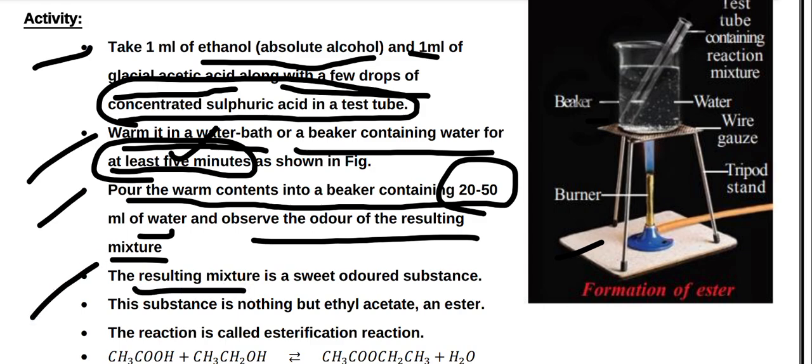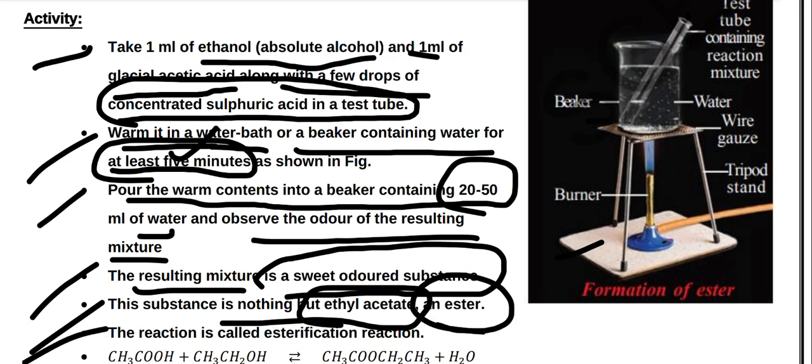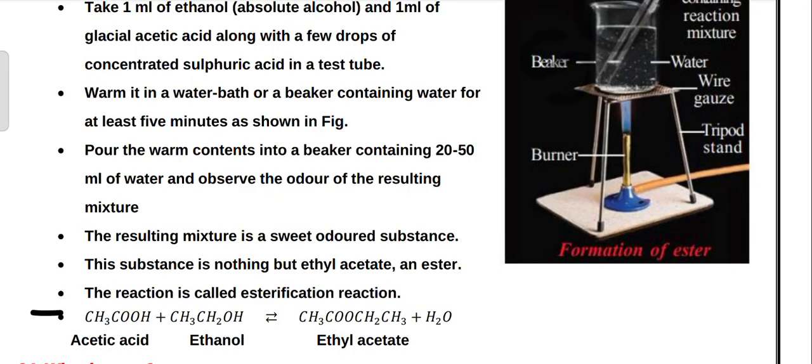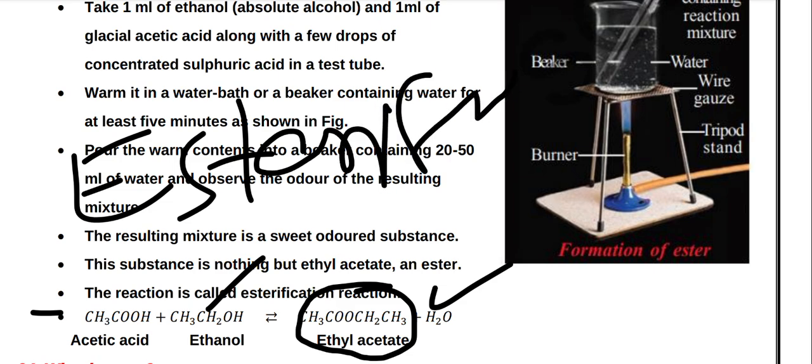The resulting mixture is a sweet odored substance. This substance is nothing but ethyl acetate, an ester. This reaction is called esterification reaction. If you see the chemical equation, acetic acid plus ethanol gives rise to ethyl acetate plus water. This is what reaction? Esterification reaction. Very important question, many times it was asked in previous exams.